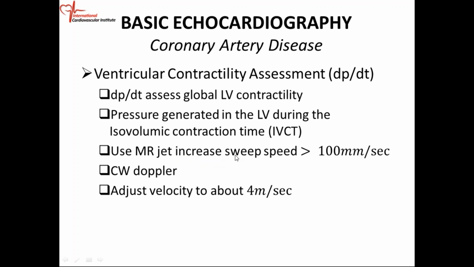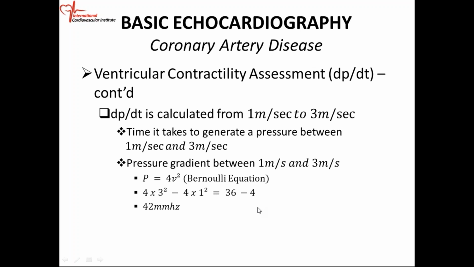The sweep speed should be high, so 100 millimeters per second or greater. So you have to adjust your sweep speed. We use CW because it's mitral regurgitation, and we adjust the velocity to about 4 meters per second. So it's a change in pressure with respect to time. What you're going to do is use 1 meter per second and 3 meters per second velocities.